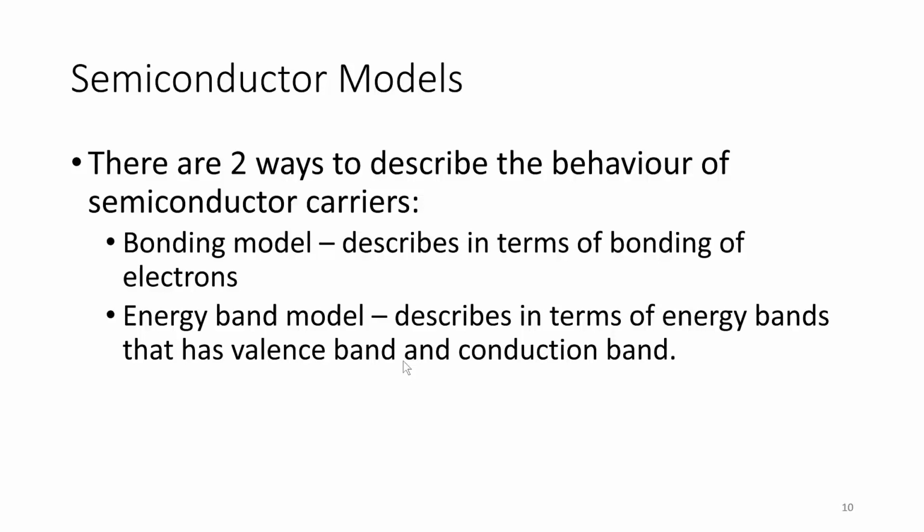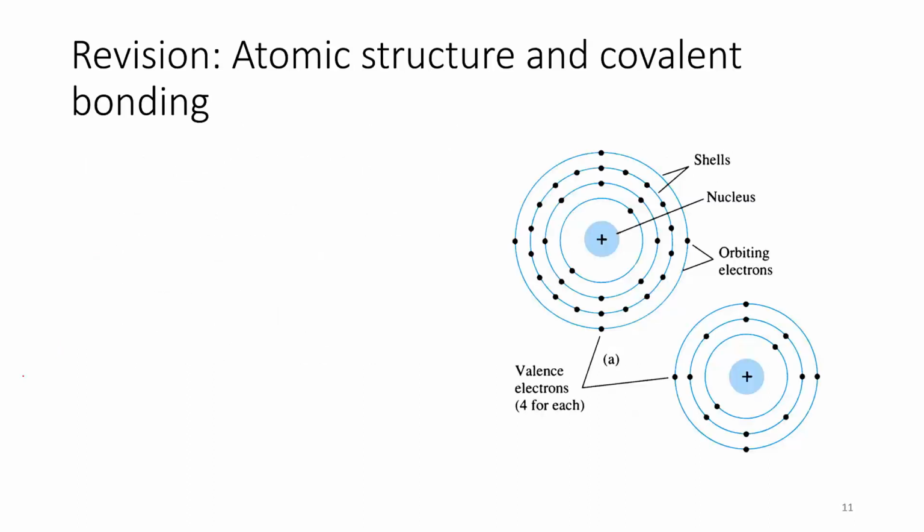So to describe semiconductors, whether intrinsic or extrinsic in the future, there are two ways to describe the behavior of semiconductor carriers. First is the bonding model, which describes in terms of bonding of electrons, and the energy band model, which describes in terms of energy bands that have a valence band and conduction band. So this is just a revision. I think you've done this in your basic chemistry or physics subjects. So, atomic structure and covalent bonding.